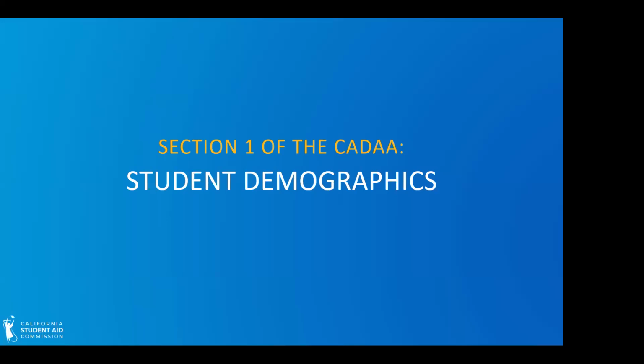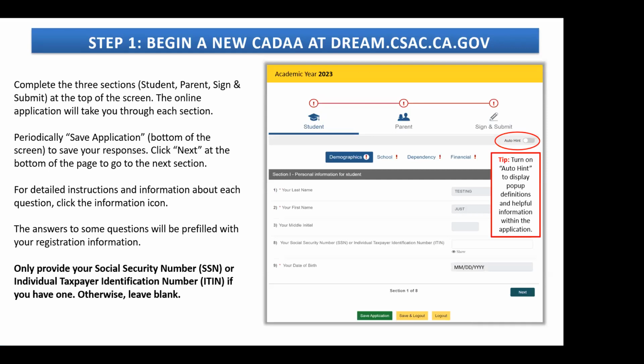All right, so the first section is student data. As you can see, the application is in 3 sections: student, parent, and submit. And then it is broken down into smaller subsections. So as you can see, we are in the student section. And then under that, we have demographics, school, dependency, and financial.